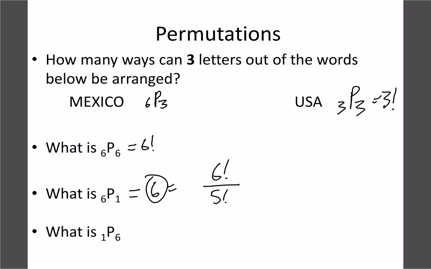And 1p6, that means we want to take 6 people out of 1. That means no answer, right? We can't do that. So the front number has to be the bigger one, the total, and then the second number has to be the smaller one. So 6p1 works, but 1p6 doesn't work. And that's all.